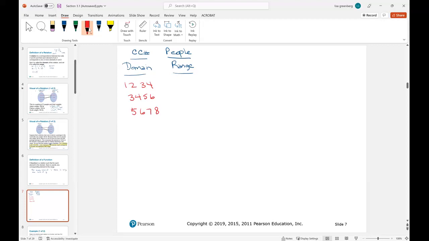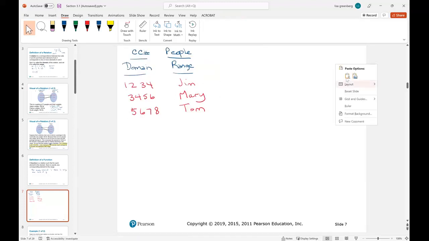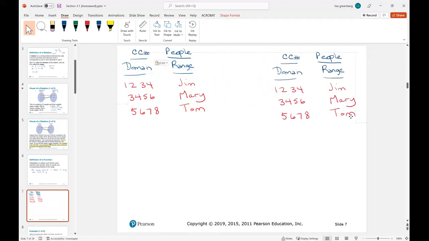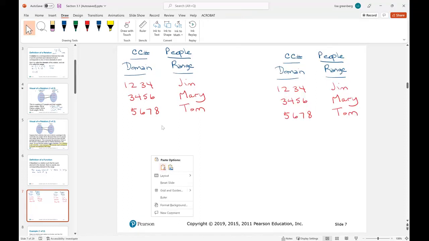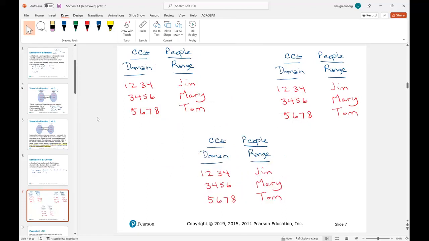And then people, Jim, Mary, and Tom. Okay. And actually, I'm going to copy this before I do other things to it. So let me copy this. Copy, and we'll paste it. And we'll paste it one more time. So I'm going to give you 3 different examples. Okay. So all of them have the same information to begin with.